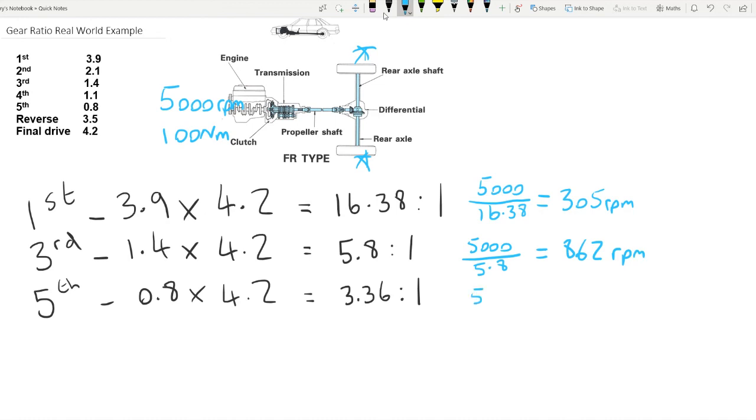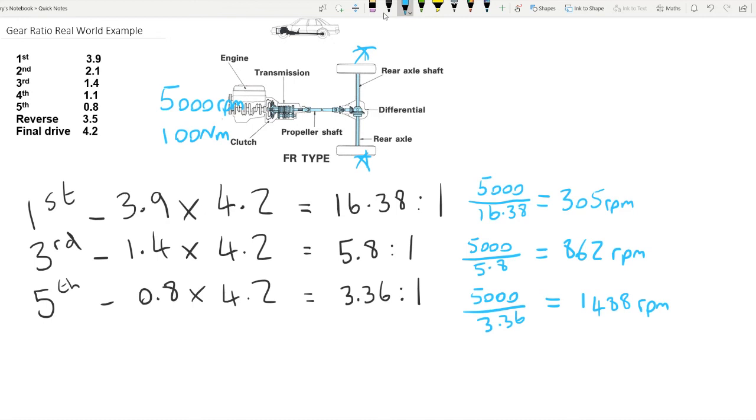And then the fifth gear is 5,000 divided by 3.36, and that will give us a bigger number of 1,488 RPM. So you can see there the speed increase from first gear to fifth gear, which is what we're cruising at on the freeway or the motorway, is significantly more. And that's the speed of the wheels. You could then work out things like the speed of the vehicle from the rolling radius of the tyre, but not in this video. We'll probably tackle that at a later date.